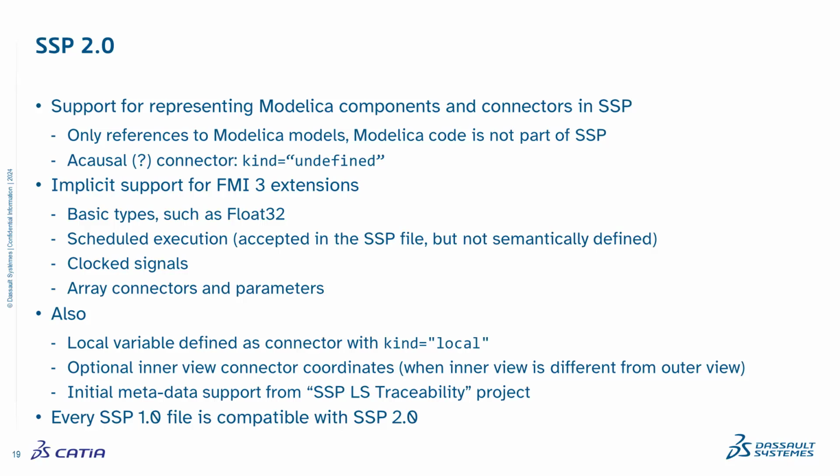SSP 2.0 has been extended with the basic features of FMI3, such as types like float32, and array connectors and array parameters. Also, you can define local variables, for example. An important point to remember is that every file that is built according to SSP 1.0 is also compatible with SSP 2.0.